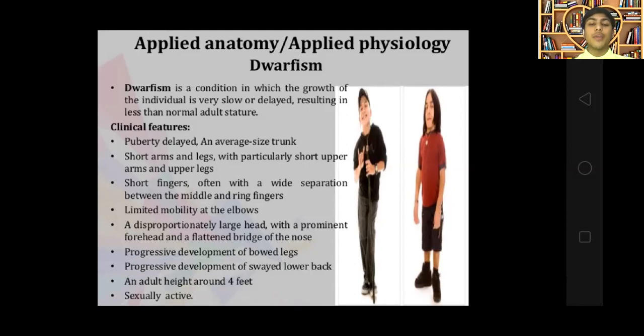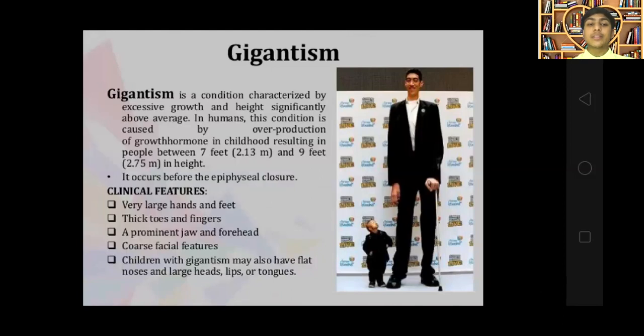Next, we are moving towards gigantism. Gigantism is a condition characterized by excessive growth from a normal human being. It is an excessive growth, significantly above the average. What are the clinical features we can identify that the person has gigantism? Very large hands and feet, thick toes and fingers. There are many things.